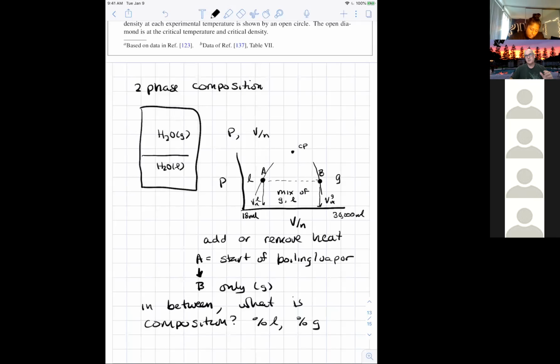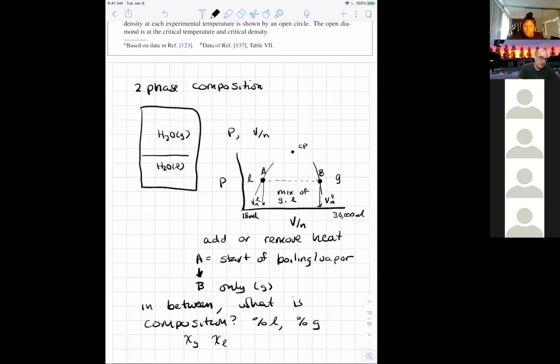In very simple terms, we're actually not going to use percent. In very simple terms, what's the percent liquid and what's the percent gas? Or in other words, it might really be mole fraction liquid, mole fraction gas. Percent's just easier to say or think about. How do we do this?